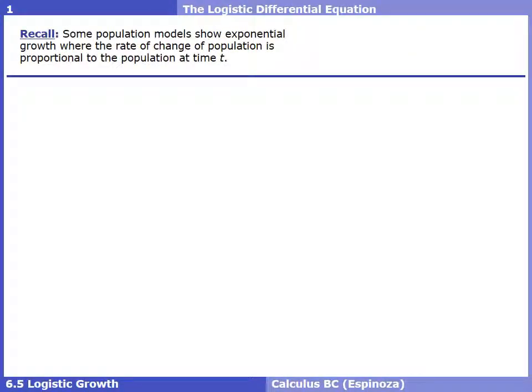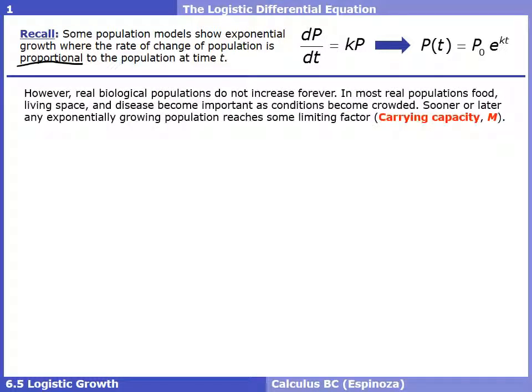So let's recall from the last section that we studied, some population models show exponential growth, where the rate of change of some population is proportional, and that was the key word, to the population at some time. We started off with this differential equation. We went through the steps of solving that differential equation, and then we found the particular solution that we ended up using in all the problems, so we didn't have to actually do the calculus every single time. So there's a problem to this model.